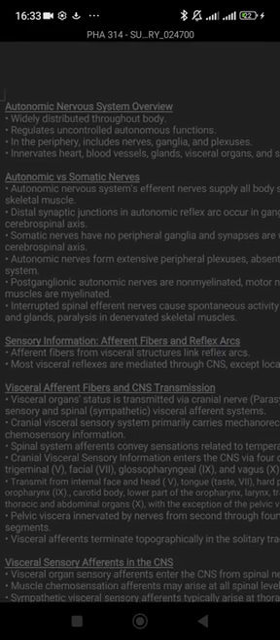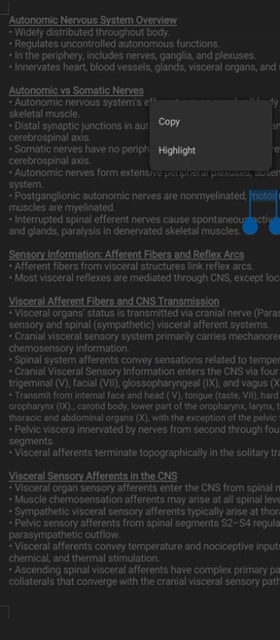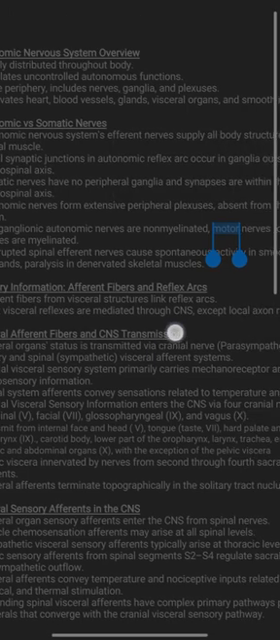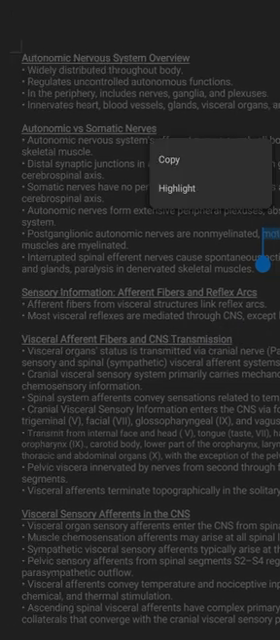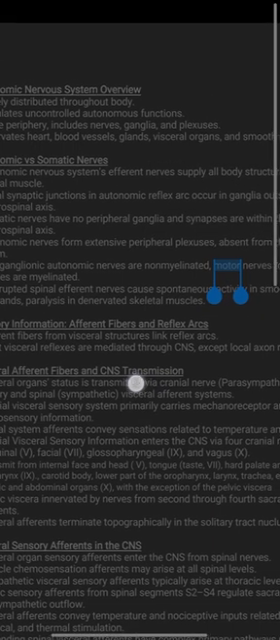So I said that the autonomic nervous system in the periphery includes the nerves, ganglia, and plexuses. Now let's look at the difference between autonomic and somatic, so that you find out where they differ. Are we together? Before I continue, you heard of efferent and afferent, right? So what are the afferents? Afferent are sensory.